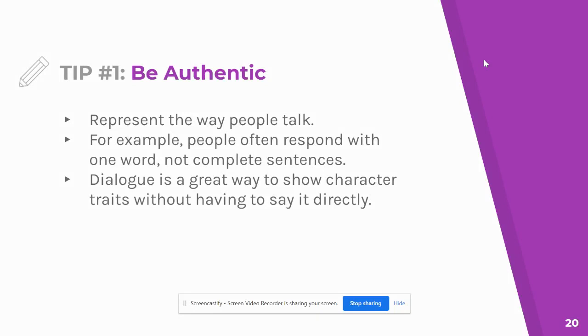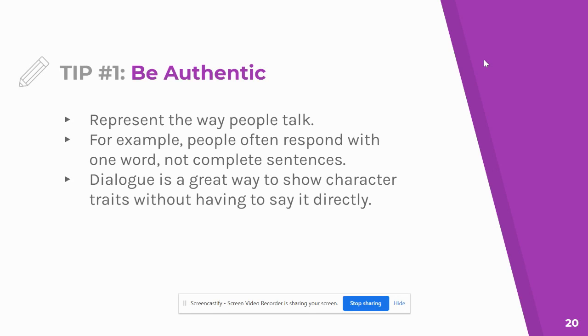So here are my 5 tips, and these are also in your notes. When you use dialogue, you want to be authentic. You want to talk the way people actually talk. People don't necessarily communicate in complete sentences. People respond with one word. Sometimes people respond with a shrug. Sometimes people misunderstand what you're saying. So you want to think about how people really talk to each other if you're going to use dialogue.